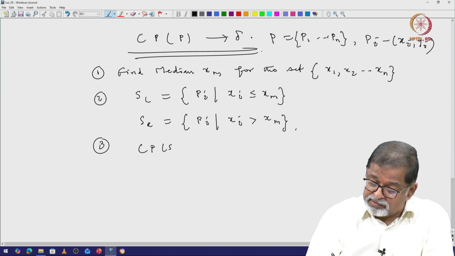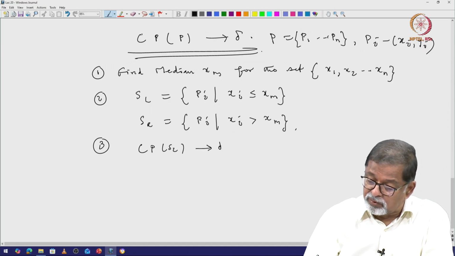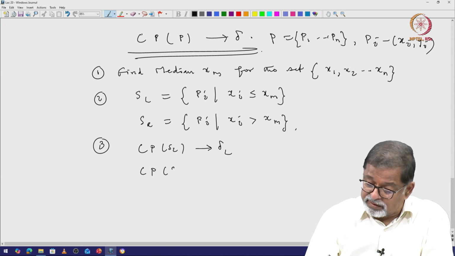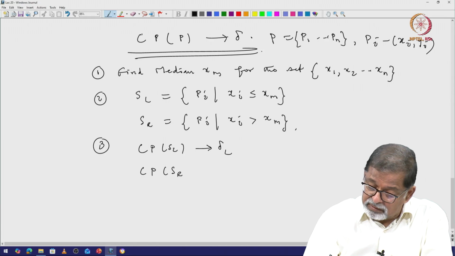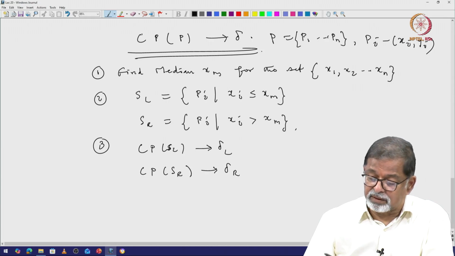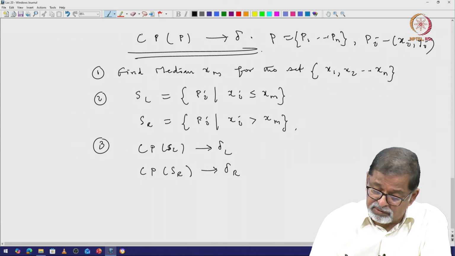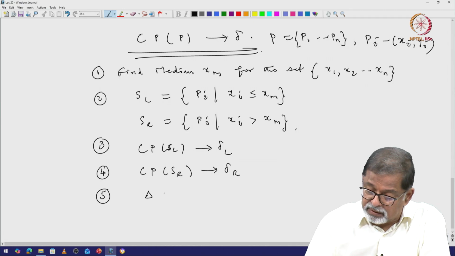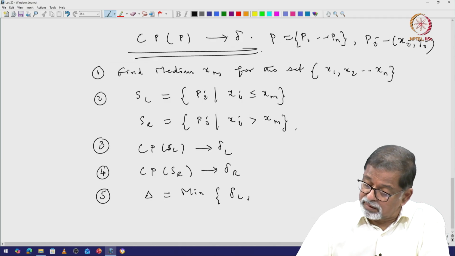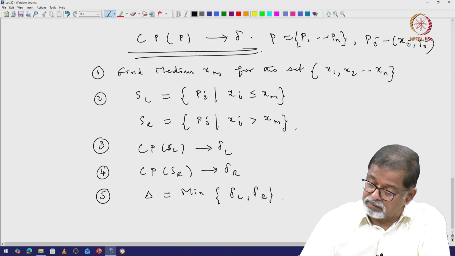Closest pair of SL, let it output delta L. Closest pair of SR, let it output delta R. Recursive calls are done. Then let delta equal the minimum of delta L and delta R.